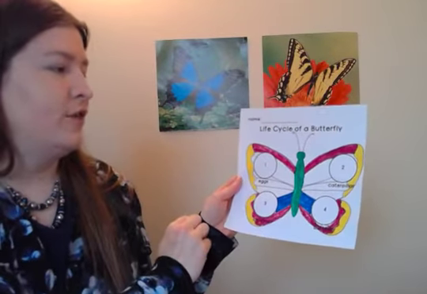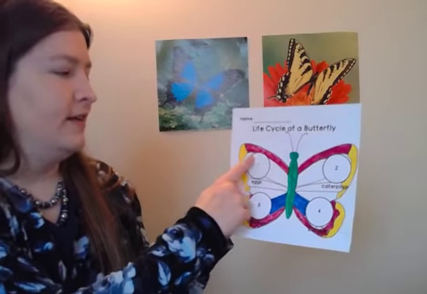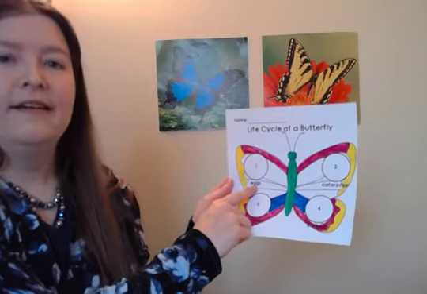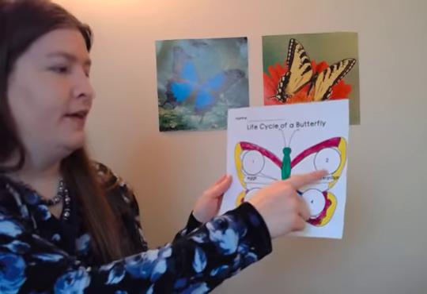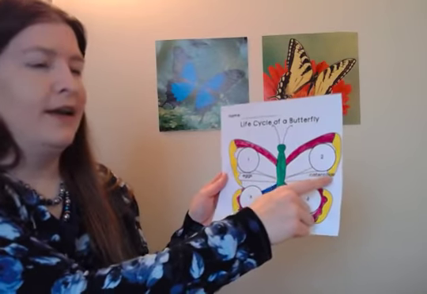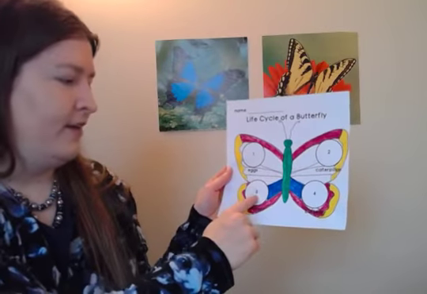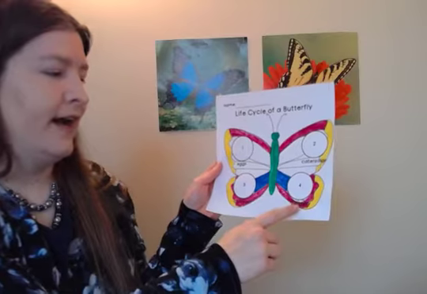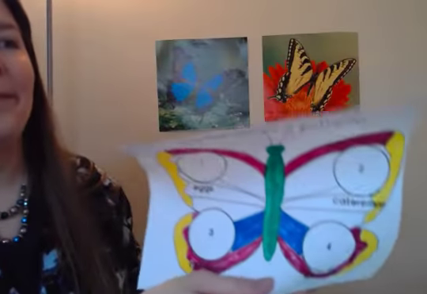And then it shows us inside these circles, number 1, that's where the first one goes. And underneath it says, first are eggs. Number 2 has the word caterpillar underneath it. Number 3 has the word chrysalis. And number 4 has the word butterfly underneath it.